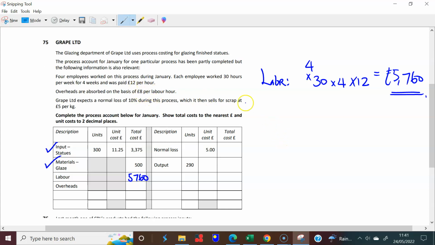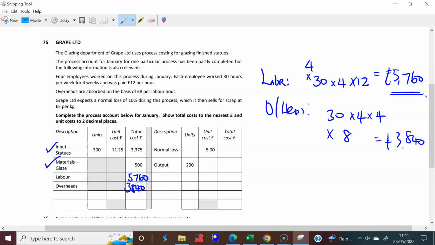Then it says that you're absorbing overheads at a rate of £8 per labor hour. So the question is, how many labor hours do we have here that we're dealing with? If each employee is doing 30 hours per week for 4 weeks, then times 4, of course, because there's 4 of them, we are now charging £8 to that. So we now have 30 times 4 times 4 times 8, which is 3,840. So we have overheads of 3,840.